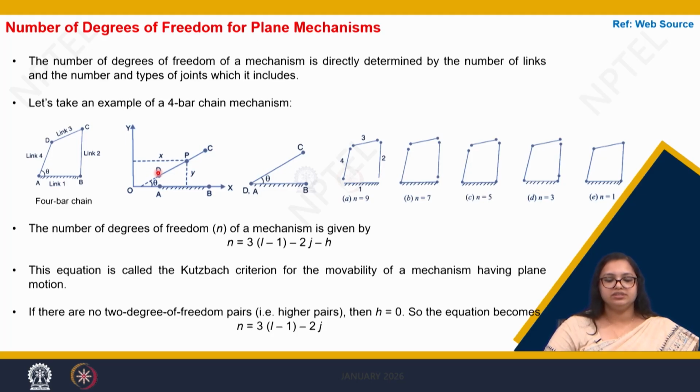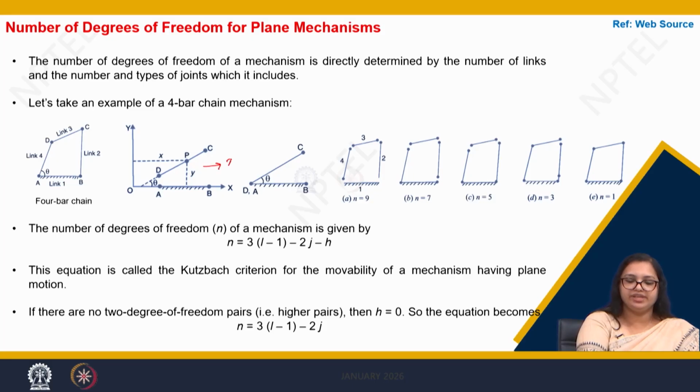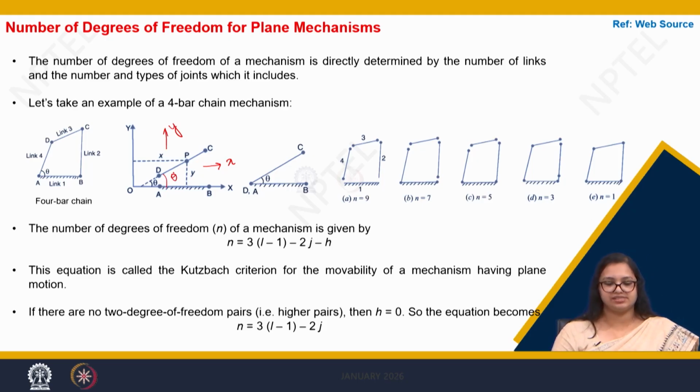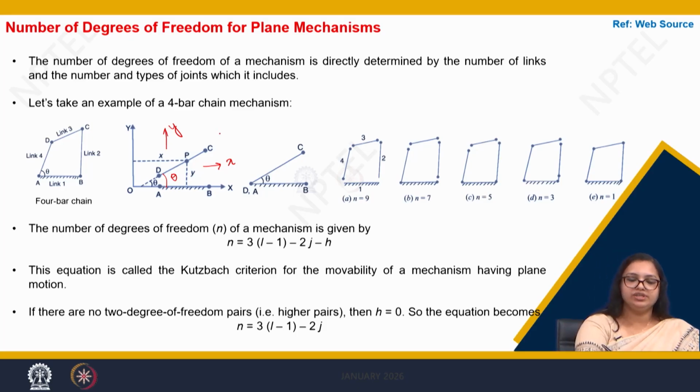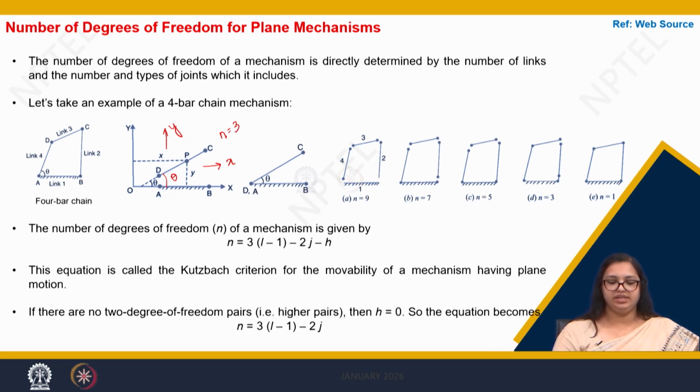So here this CD can have 3 degrees of freedom. How? It can move in X direction, it can also move in Y direction, and also it can rotate about this axis, where we have theta. So here the degrees of freedom of CD is 3.